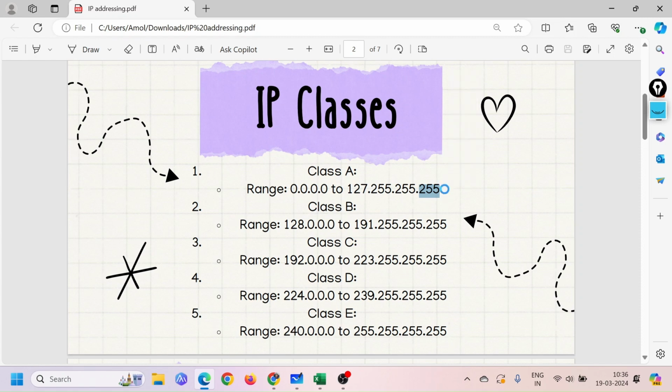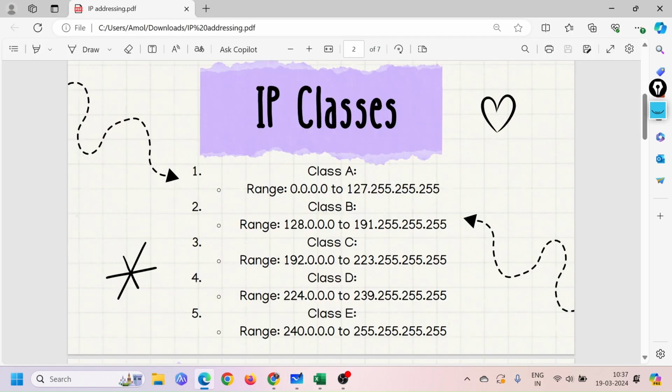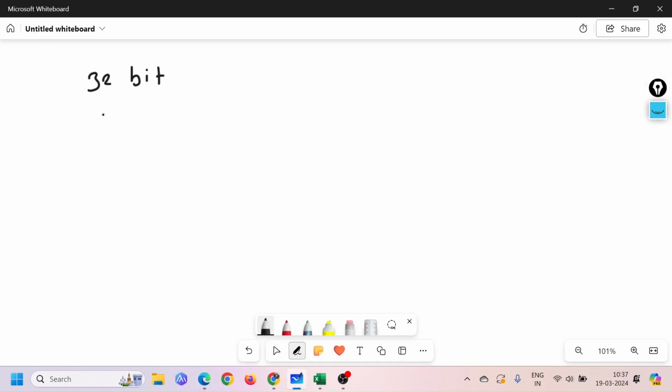And why is that? Why can't it be 999 or something like that? Let's understand that first. An IP address is made up of 32 bits. An IP looks like some digits separated by dots, and each part separated by a dot is called an octet. So an IP looks like digit, dot, digit, dot, digit, dot, digit.